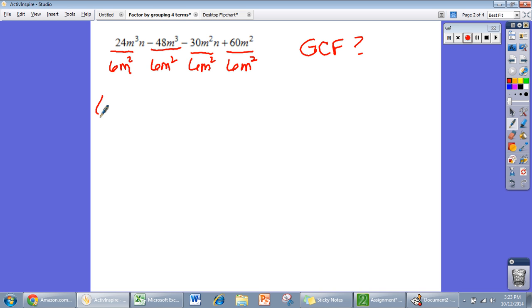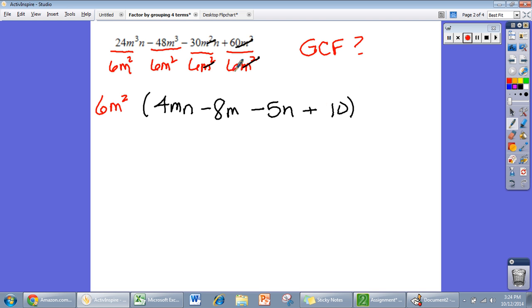So, factoring out the 6M squared, what remains is 4mn minus, negative 48 divided by 6 is a negative 8. M to the third divided by M squared is M. Negative 30 divided by 6 is a negative 5. The M squareds cancel out, and I have an N. And 60 divided by 6 is a positive 10. And M squared divided by M squared cancels out.